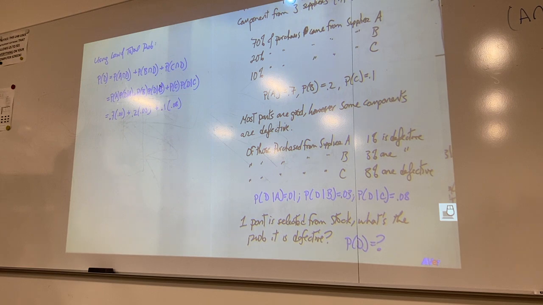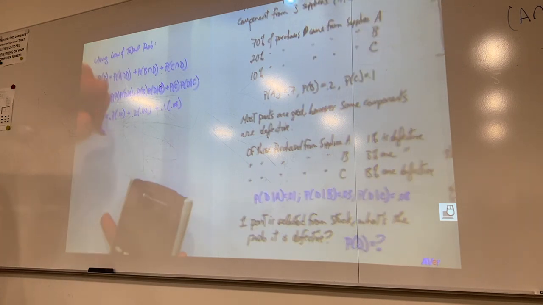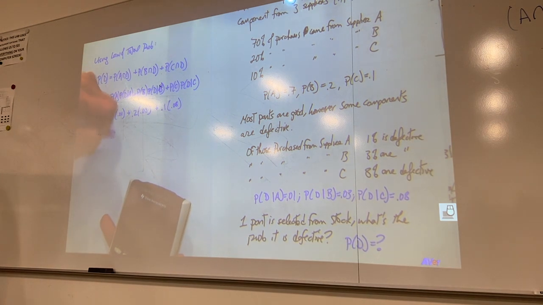0.7 times 0.01. Oh, I should be able to do this in my head, shouldn't I? Sure. Could if people weren't looking at me. I get about 0.021, 2.1%. Anybody else check that? Yep. 0.021. Okay.